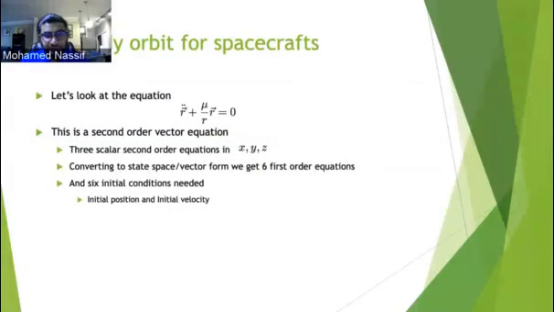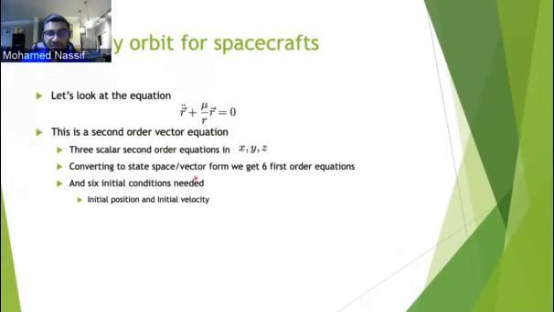Because I'm a space student and I want to talk about spacecraft, I will do a shameless plug and talk about spacecraft here. So we'll look at the equation r vector double dot plus mu over r cubed times r vector is equal to 0. This is a second order equation, but it's a vector because r has an x, y, and z component, and r here is just the norm. So you have 3 scalar second order equations. If I write them in x, y, and z, this becomes x double dot plus mu over r cubed x, y double dot, and so on.